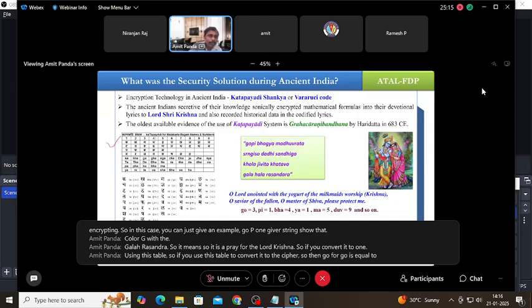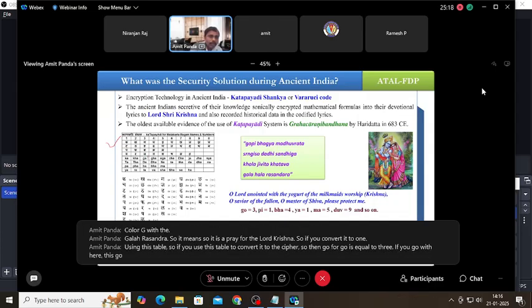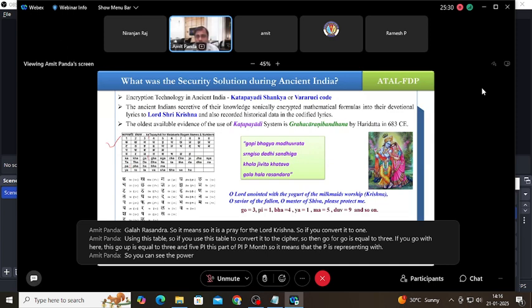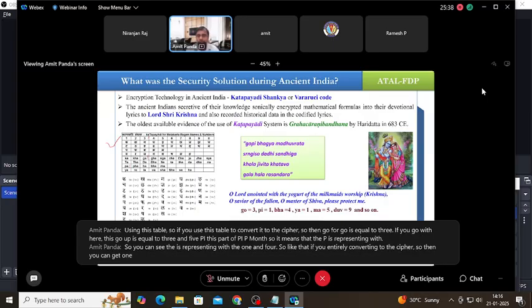In Gopi, the part pa is represented by 1, and va is 4. Like that, if you convert the entire verse to cipher, you get one number, the encrypted numbers. So this information is translated to a cipher using the Kattapayadi system.